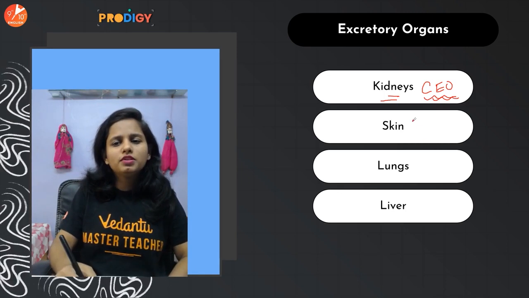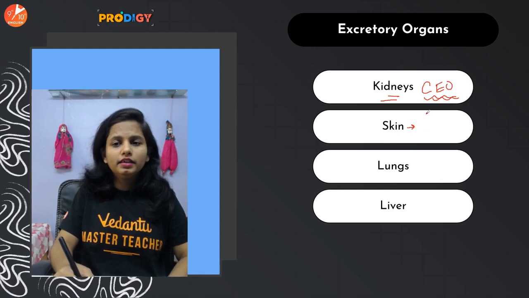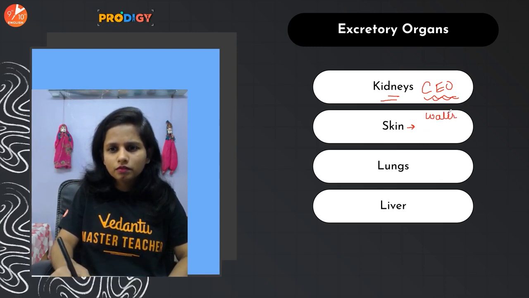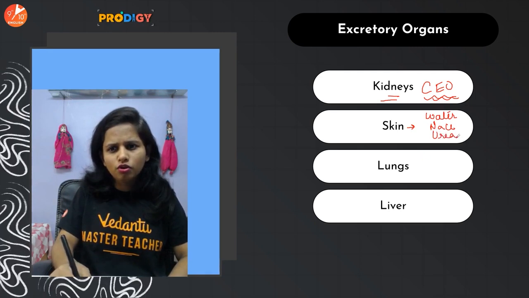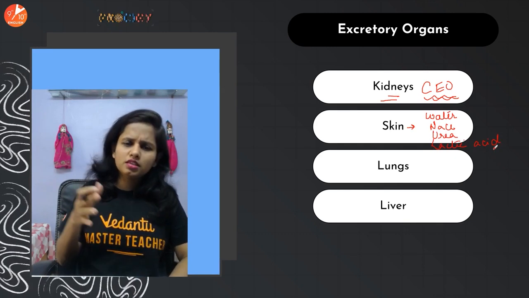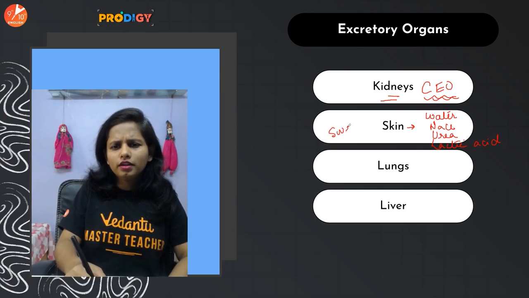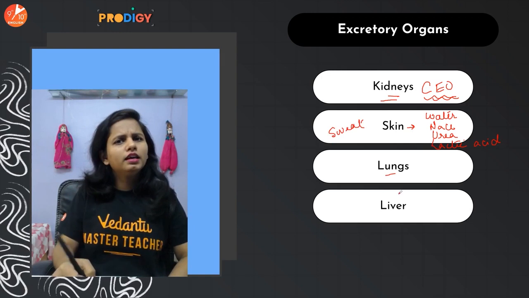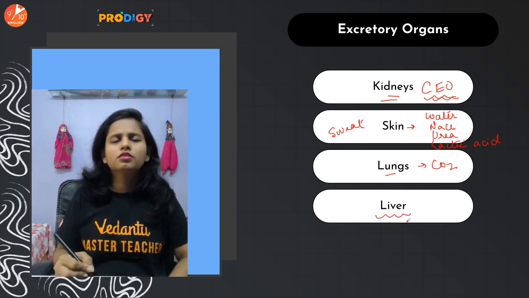If we talk about skin, it helps in elimination of sweat. Now sweat contains water, it contains salts, it contains urea in small quantities. It also helps in elimination of lactic acid. So skin in the form of sweat helps to eliminate all these products. Then if we talk about lungs, they help to eliminate CO2, and then comes the liver.